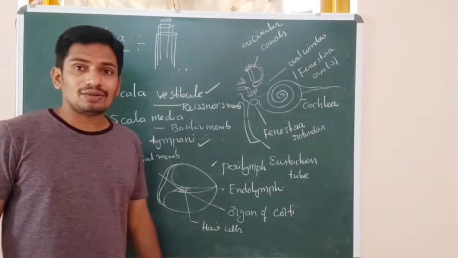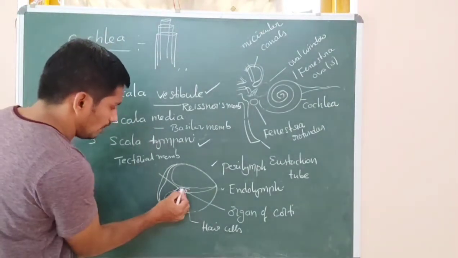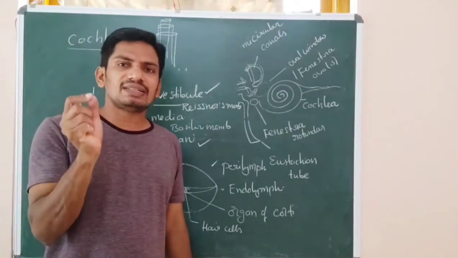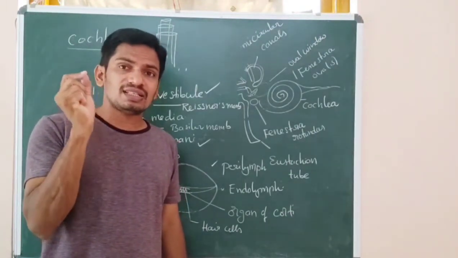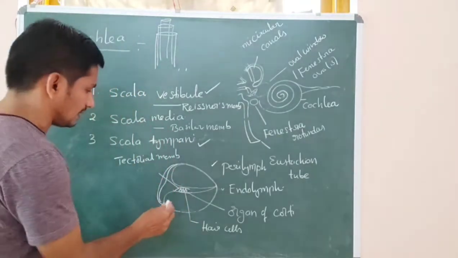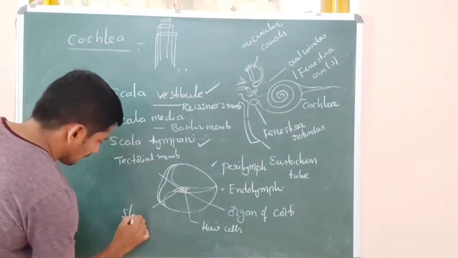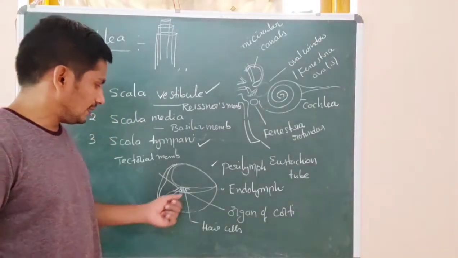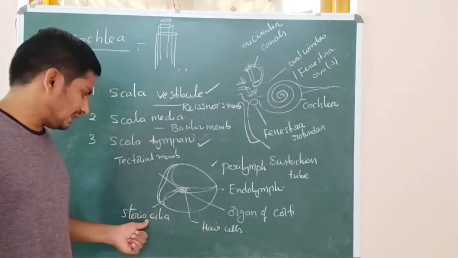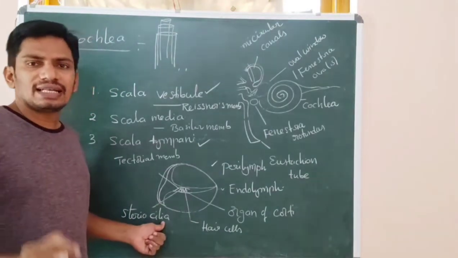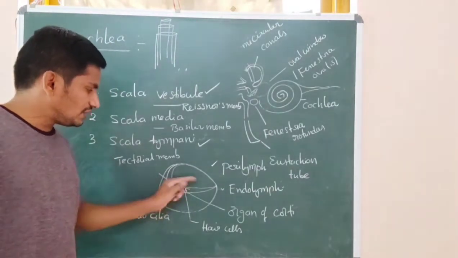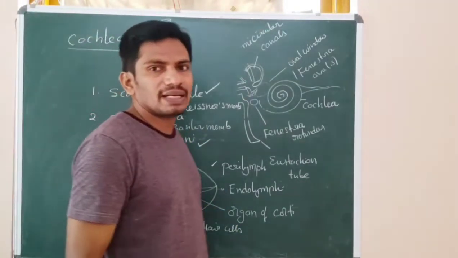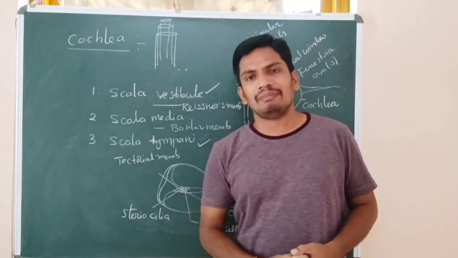These all together possess small cilia, which we call stereocilia. Stereocilia, right? These hair cells possess small cilia called stereocilia, which are covered by the small membrane we know as the tectorial membrane.